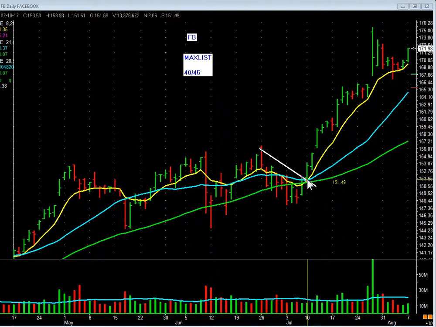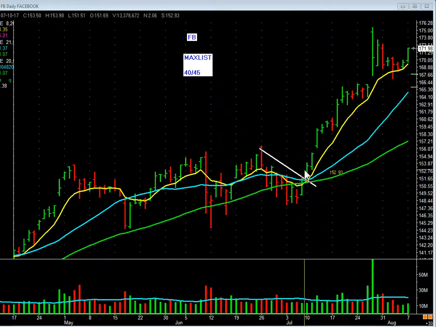Right here, it lifted off the 50-day. Volume was okay, but not great. Was it good enough to buy some? A person could buy some with a very tight stop. It was lifting off a key moving average, and it's a Max List stock.